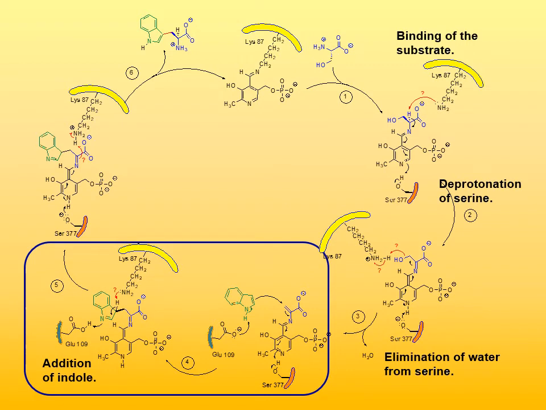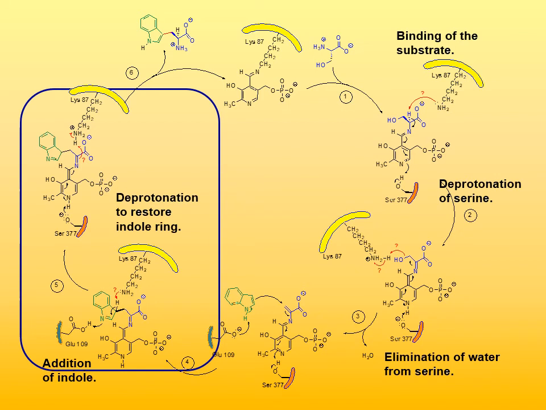A molecule of indole is now added to this newly formed alpha-beta unsaturated carboxylate anion, and the reaction is assisted by glutamate 109. Glutamate 109 deprotonates indole to make it a stronger nucleophile, and now that nucleophile can readily undergo Michael addition to the alpha-beta unsaturated carboxylate anion, and that forms a carbon-carbon bond between what used to be indole and serine. And so now basically the tryptophan molecule has already been synthesized.